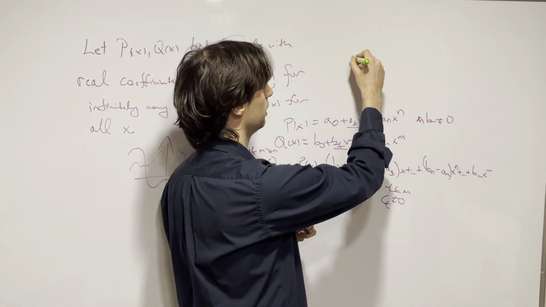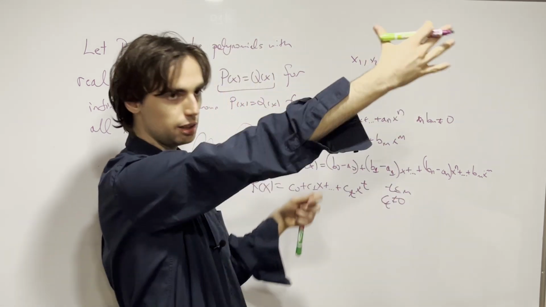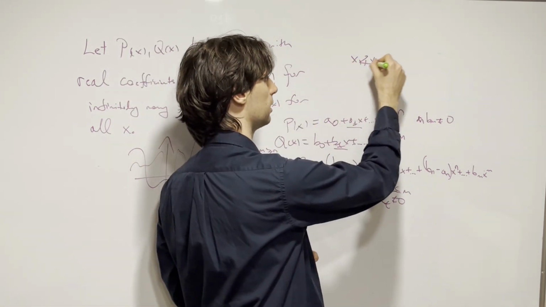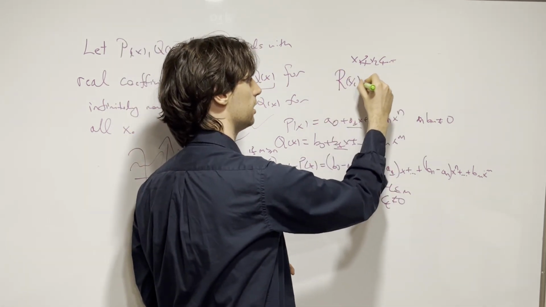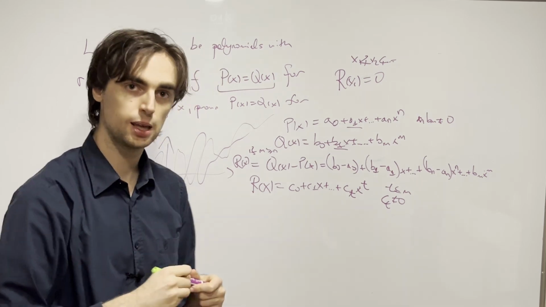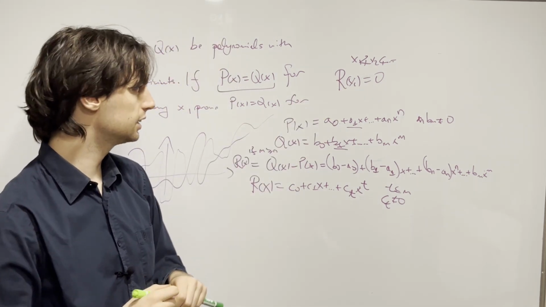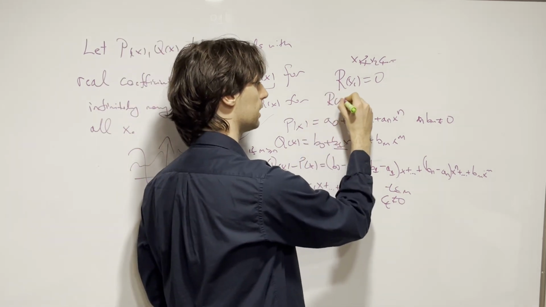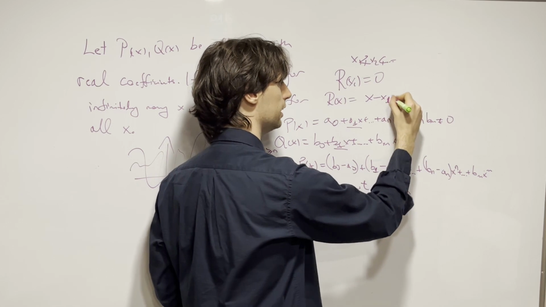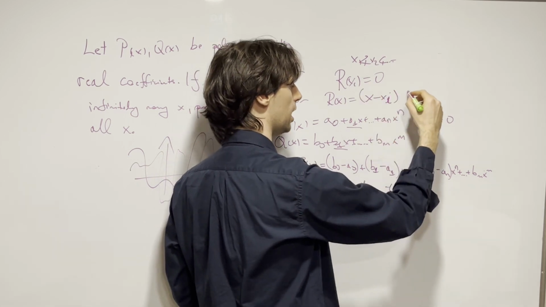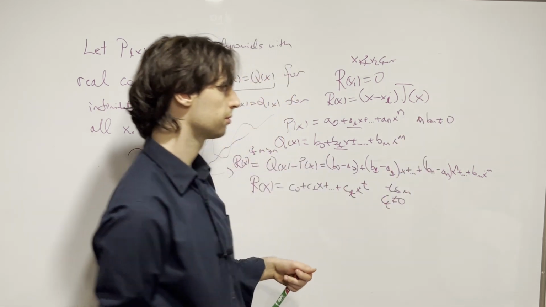That means there's x1, x2, there's infinitely many values here which are different from one another such that r of xi is going to be 0. Now, what do we know about polynomials? And this is crucial. If r of xi is 0, then r of x can be written as x minus xi times some other polynomial, say t of x.